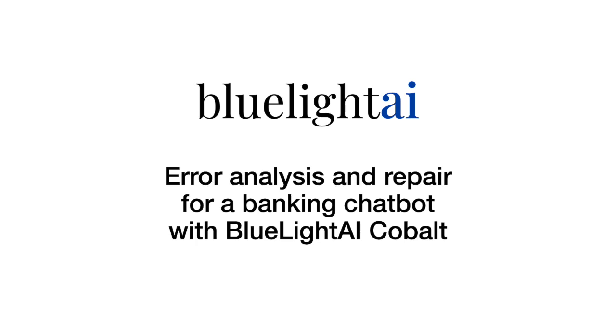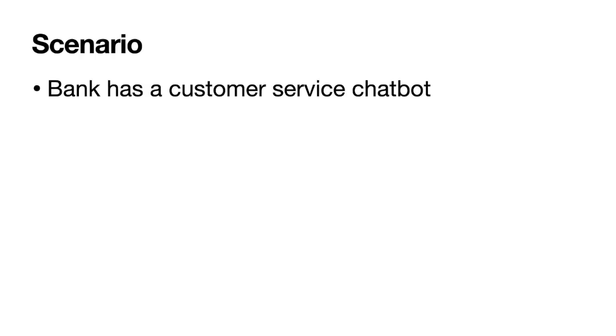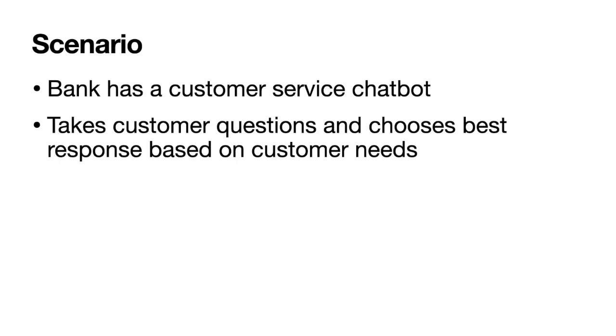In this demo, we'll see how BluelightAI Cobalt can help significantly increase model performance for a chatbot, and how it can help save data scientists time that would otherwise be spent diagnosing and improving a model. In this scenario, a bank has a customer service chatbot. The bot takes in customer questions and generates the best response according to the customer's concerns and the bank's capabilities. For example, it might route the user to a customer service representative to help replace a lost debit card.